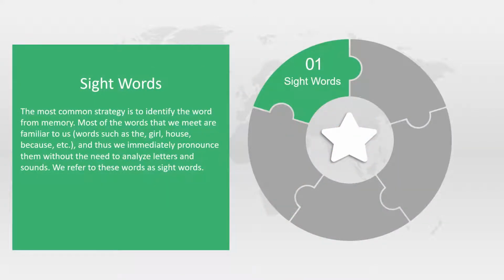So sight words is the most common strategy used to identify words. And this is basically teaching the students to memorize words. And most of the words that we meet are familiar to us, words such as the, girl, house, because, etc., things like that. We immediately pronounce them without the need to analyze letters and sounds, and we refer to these words as sight words.